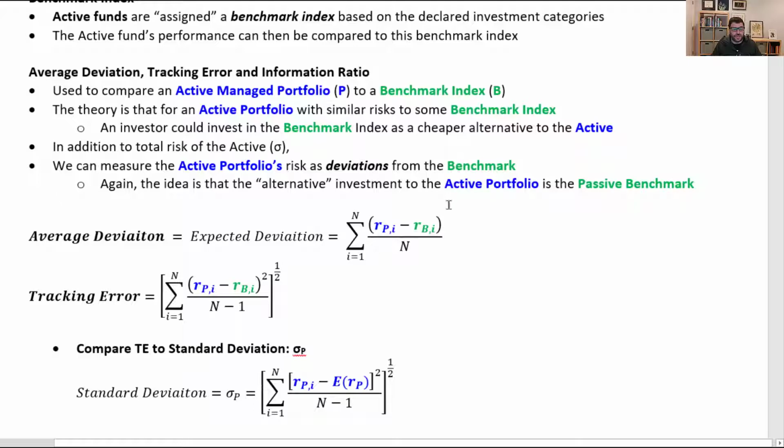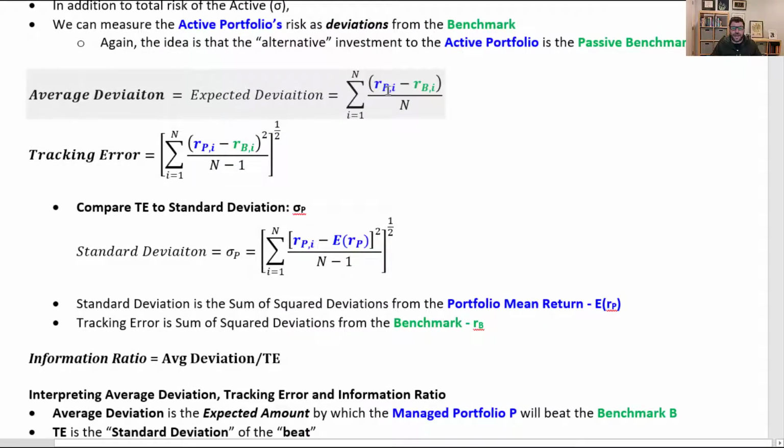So here are our three computations. The first is the average deviation, and it is the historic return of the active portfolio relative to the historic return of the benchmark in each period. We'll do 60 months again, and then you divide by the number of months. This gives you essentially how well the active did relative to the passive, how well the active did relative to the benchmark, and in theory, this could be our expectation going forward. So the average historic deviation of the active portfolio relative to the benchmark might be how much we expect the active to beat the benchmark or not beat the benchmark going forward.